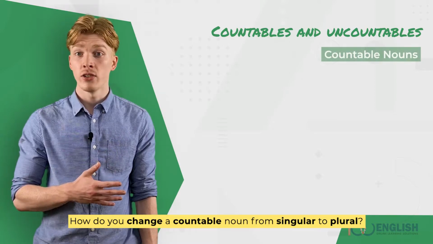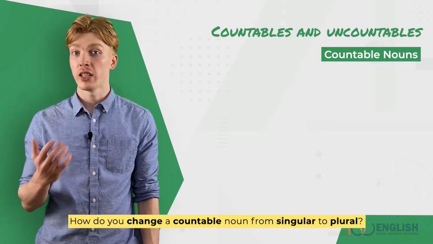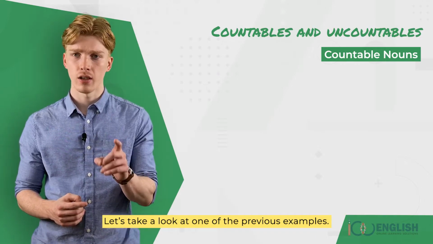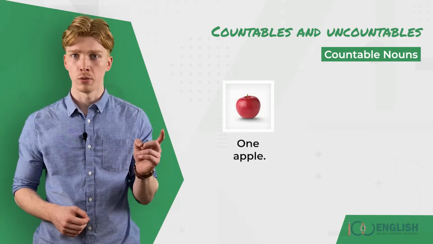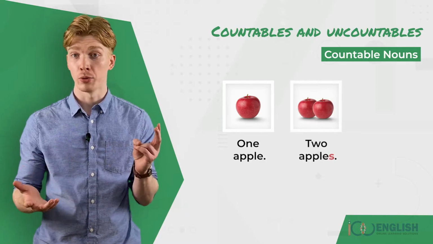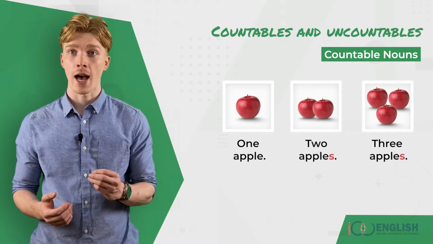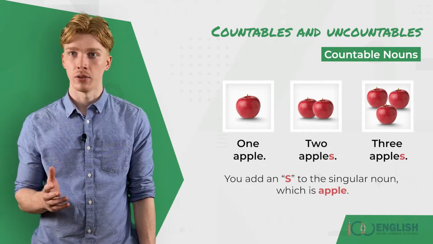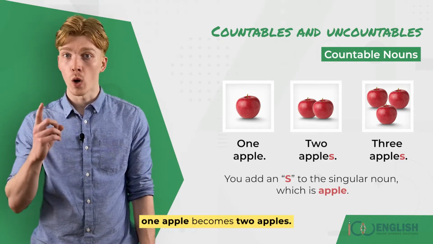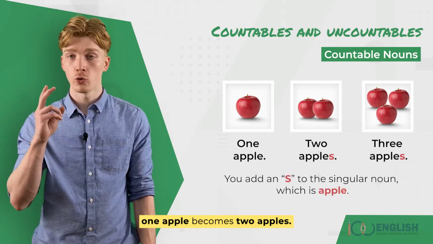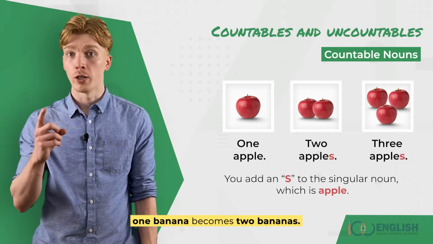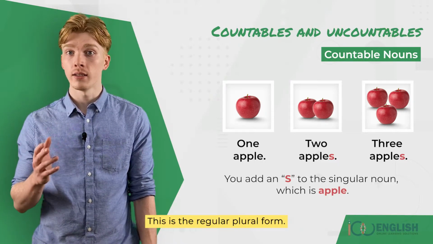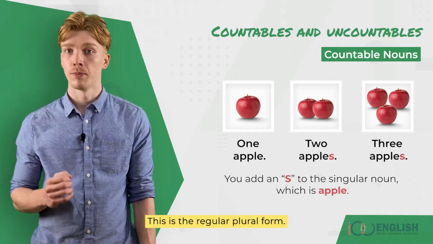How do you change a countable noun from a singular to a plural? Let's take a look at one of the previous examples. 1 apple, 2 apples, 3 apples. You add an S to the singular noun, which is apple. 1 apple becomes 2 apples. 1 banana becomes 2 bananas. This is the regular plural form.